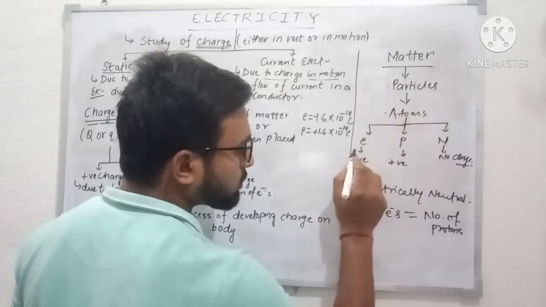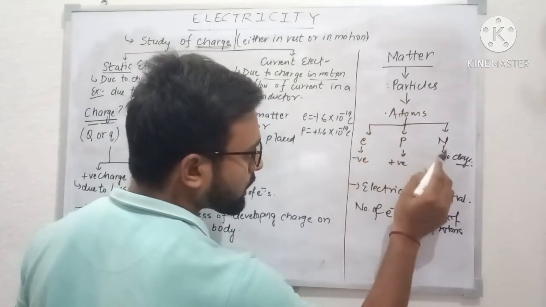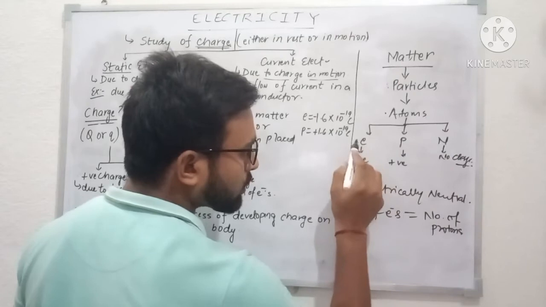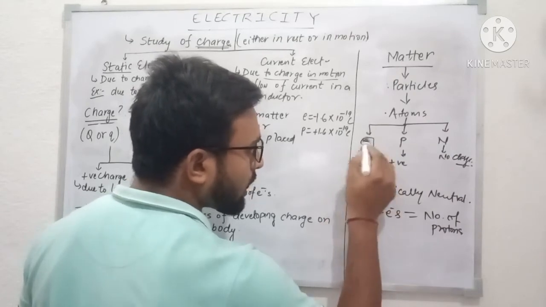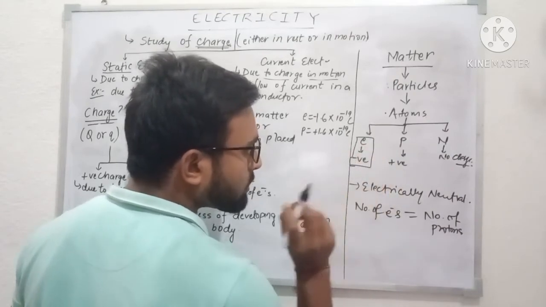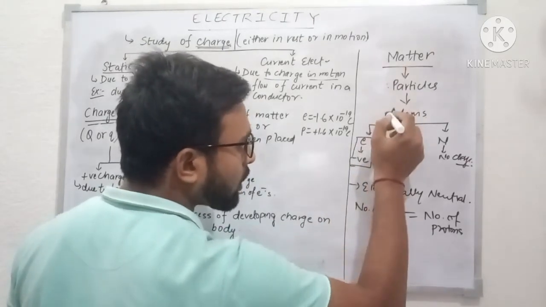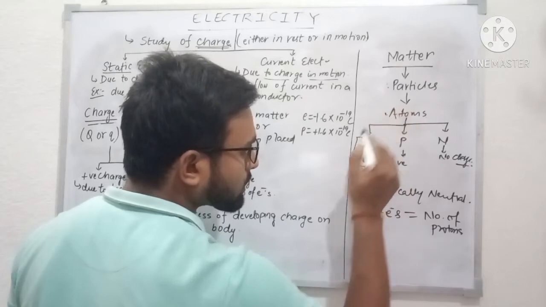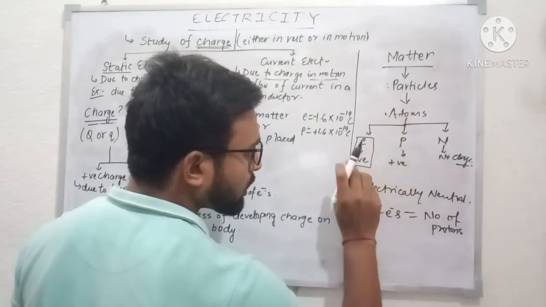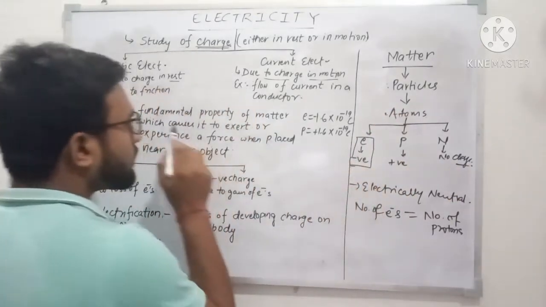These atoms consist of subparticles: electron, proton and neutron. Neutron has no charge, proton has positive charge, and electron has negative charge. This is the minimum charge a body can acquire. So this is the fundamental property, because every matter consists of atoms, and these atoms consist of electron, proton and neutron. So this electron is the charge.